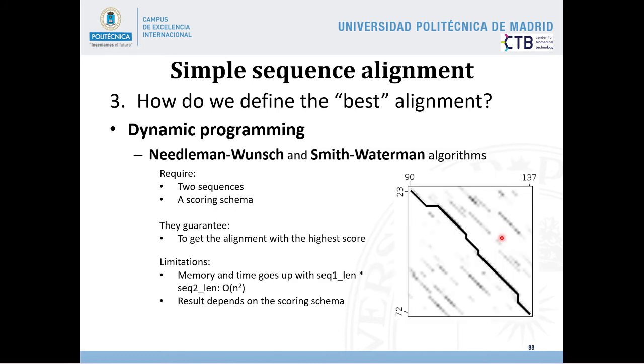What this kind of algorithm does is, from the two sequences and a scoring schema that we have defined, guarantee to get the alignment with the highest score. The memory and the time are of the order of the length of one sequence times the length of the other sequence. And the results will depend on the schema that we are using for the scoring.